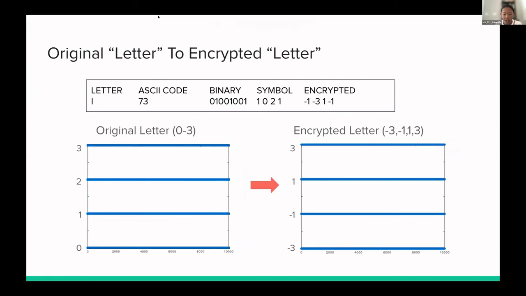We first translate each letter of the message to ASCII code. For example, the letter I becomes 73. Then each character's ASCII value is converted to binary. And we grouped every two bits together such that the first pair 01 becomes 1, the second pair 00 becomes 0, the third pair 10 becomes 2, and the final pair 01 becomes 1.